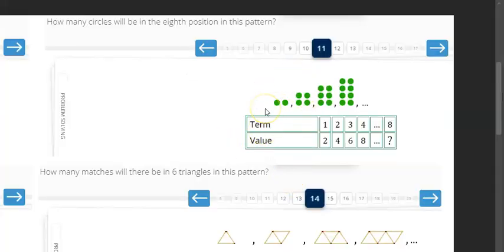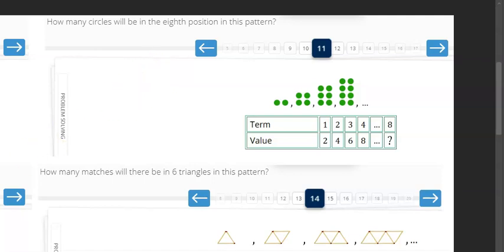Now we're going to get into questions, which is pretty much the fundamental basis of algebra. And it doesn't seem like it because we always associate algebra with random letters with no context, but this is a starting point for it. So we're going to look at this sequence here. The question says how many circles will be in the 8th position in this pattern.